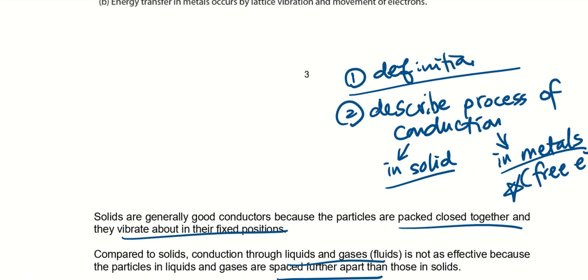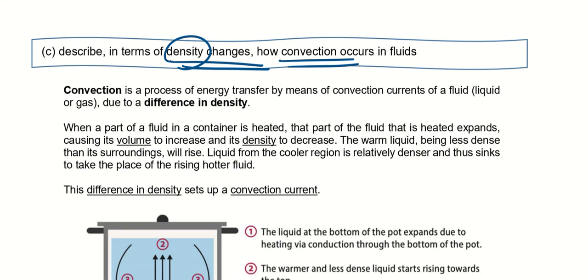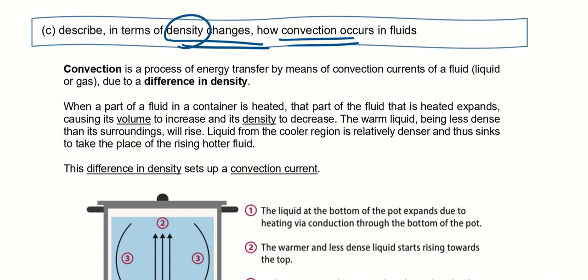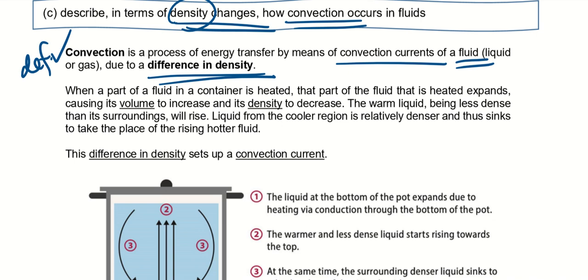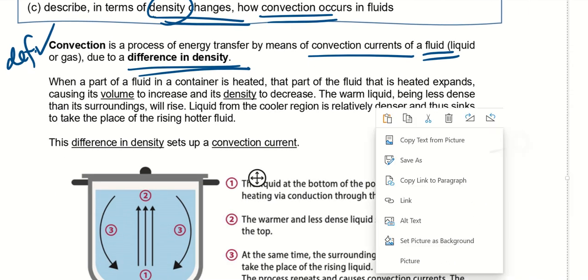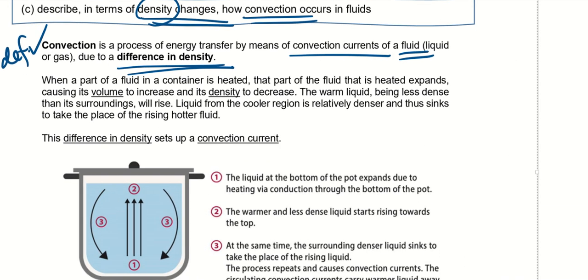Then now we can go to success criteria C, describe in terms of density changes, how convection occurs in fluid. So now we go to the second process, which is convection. And the key word to think of is density. Now convection is a process of energy transfer by means of convection currents of a fluid, due to a difference in density. So this is the definition you need to memorize. Later on I'll tell you the template if you have not attended my Sec 2 class, but I think your other teachers will also talk about it. So my template is actually called VDACC.